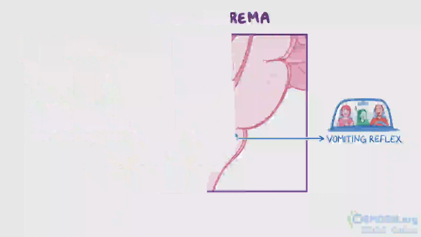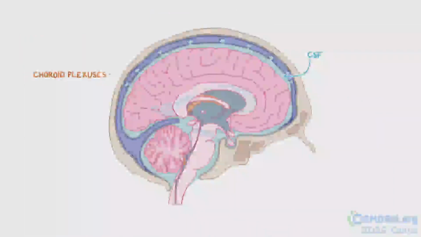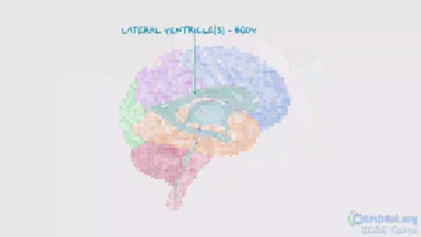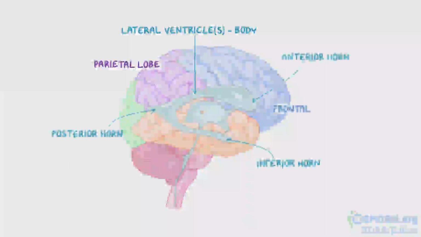All right, as a quick recap, the ventricular system produces CSF via the choroid plexuses and transports it to the subarachnoid space. The lateral ventricles have a body in the parietal lobe and three horns, the anterior, posterior, and inferior horns, that extend into the frontal, occipital, and temporal lobes respectively.